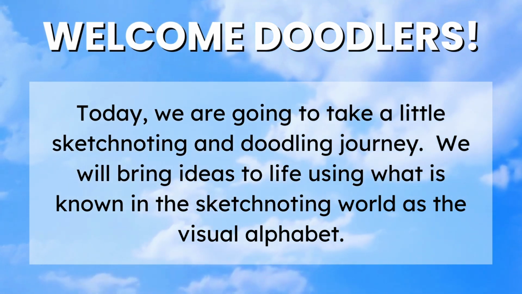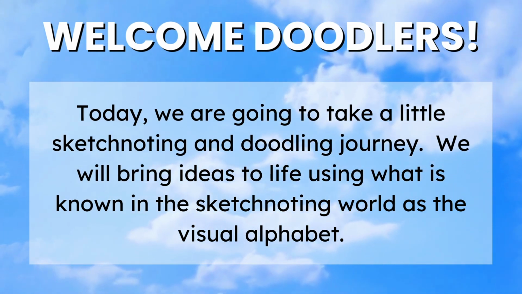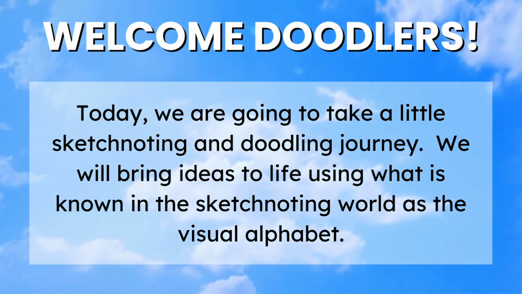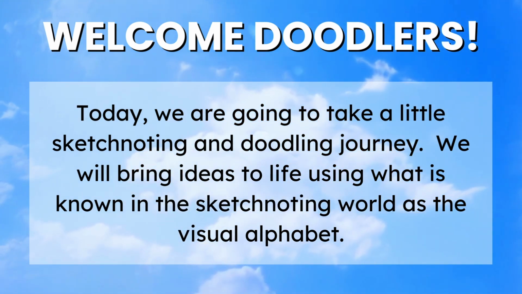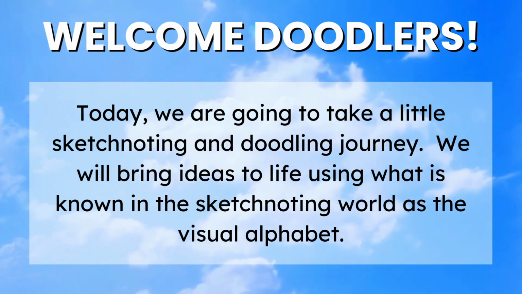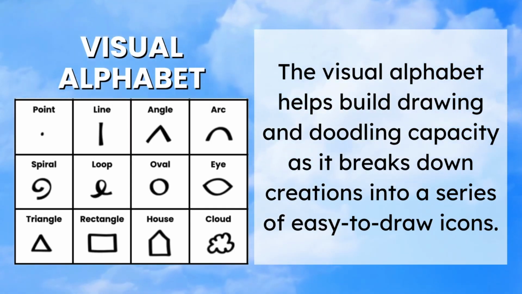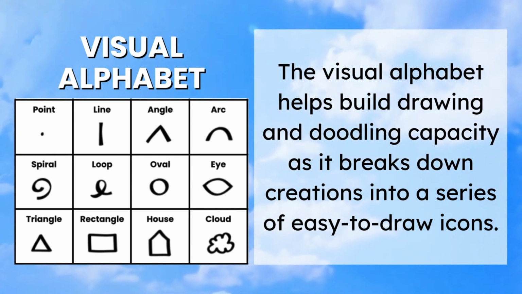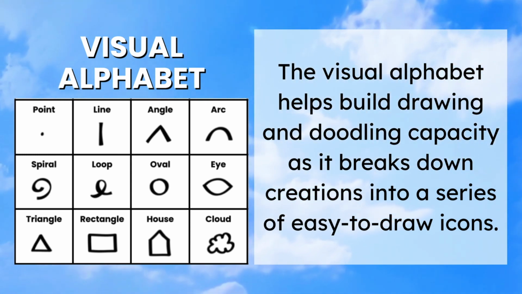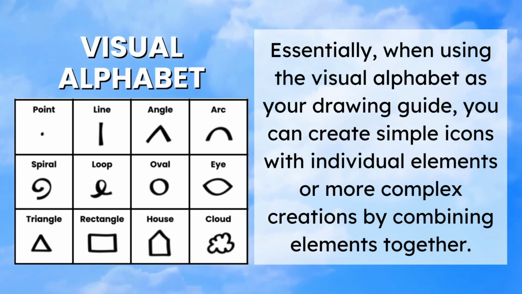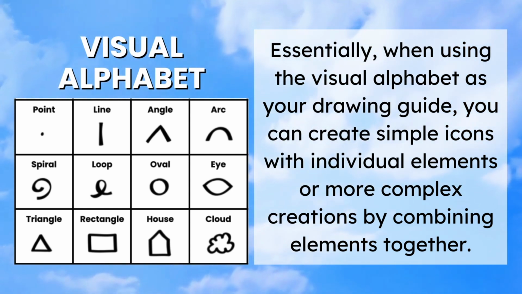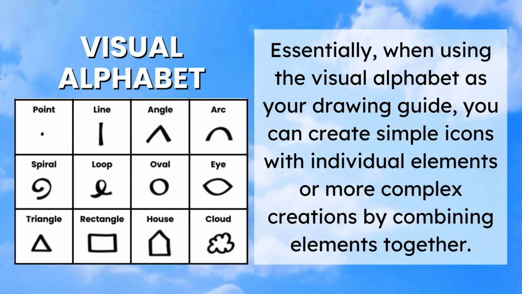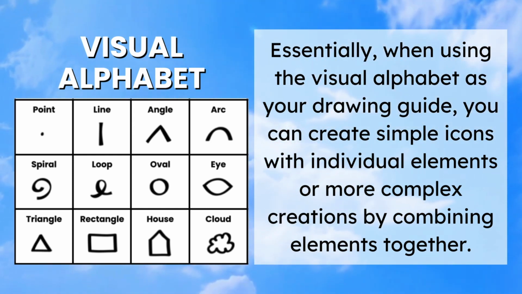Welcome, Doodlers! Today we are going to take a sketchnoting and doodling journey. We will bring ideas to life using what is known in the sketchnoting world as the visual alphabet. The visual alphabet helps build drawing and doodling capacity as it breaks down creations into a series of easy-to-draw icons. Essentially, when using the visual alphabet as your drawing guide, you can create simple icons with individual elements or more complex creations by combining elements together.